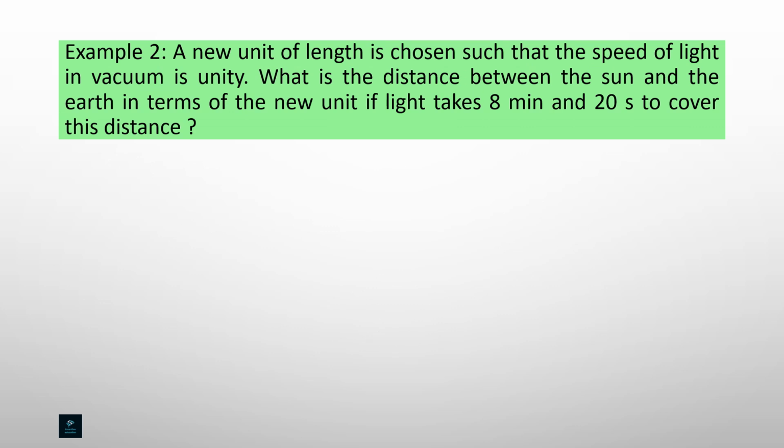In this example, a new unit of length is chosen such that the speed of light in vacuum is unity. We are required to find the distance between the sun and the earth in terms of the new unit if light takes 8 minutes and 20 seconds to cover this distance. So we are given that in the new unit of length, c is equal to 1 unit length per second.